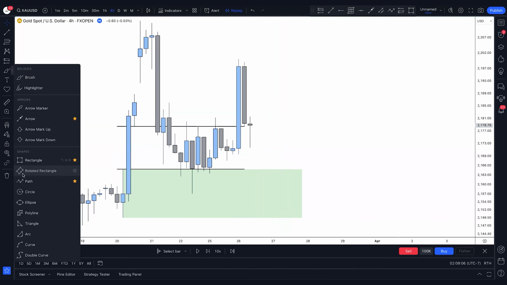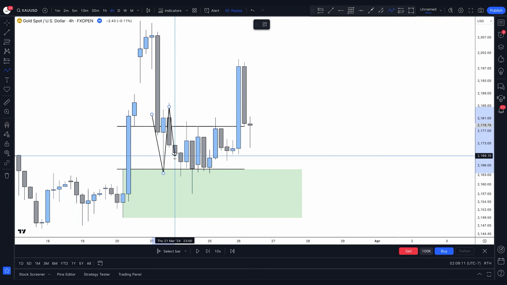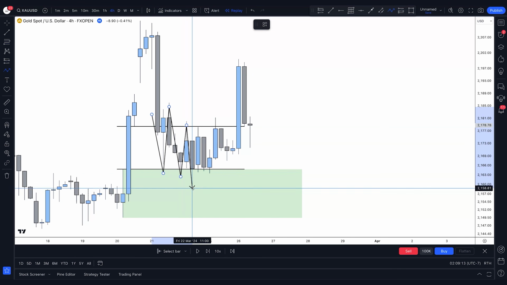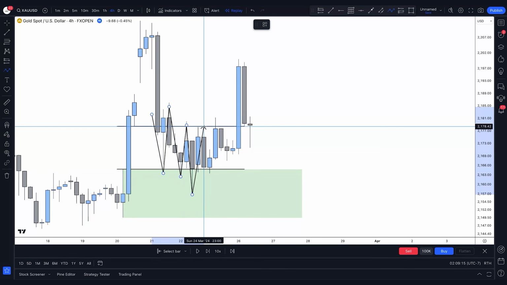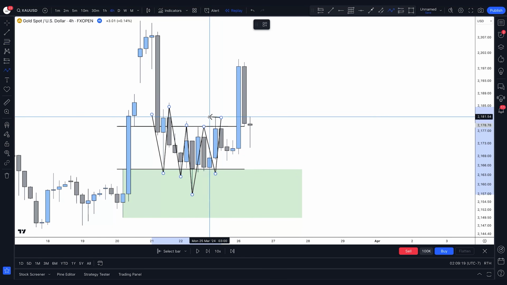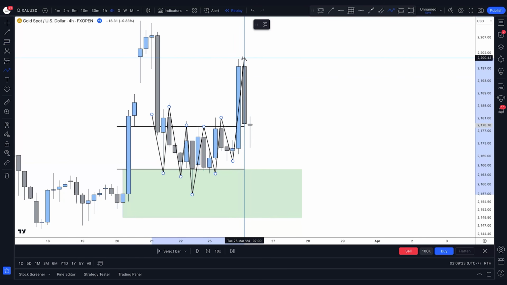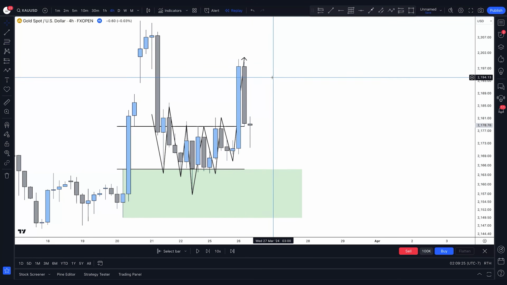So here we can see structural changes in the market. When we came down into this zone, we were forming lower lows and lower highs. The lower lows stopped here, the lower highs stopped here. We had this higher low, and then we shifted into a higher high at this level. When we pulled back, we formed another higher low, and then we pushed up and we formed another higher high.